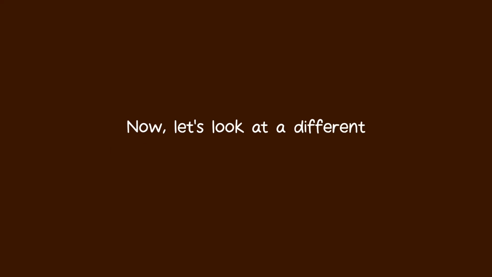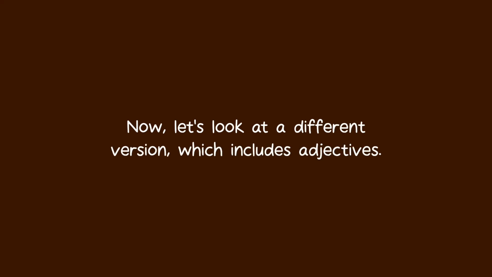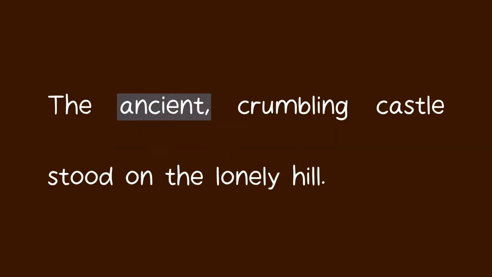Now, let's look at a different version, which includes adjectives. The ancient, crumbling castle stood on the lonely hill. Now we have a much clearer image. The castle isn't just a castle, it is ancient and crumbling. We understand that it is old and falling apart. The hill isn't just a hill, it's lonely, which creates a feeling of isolation. These adjectives help create a stronger image for the reader, something we'll talk about in a future video.